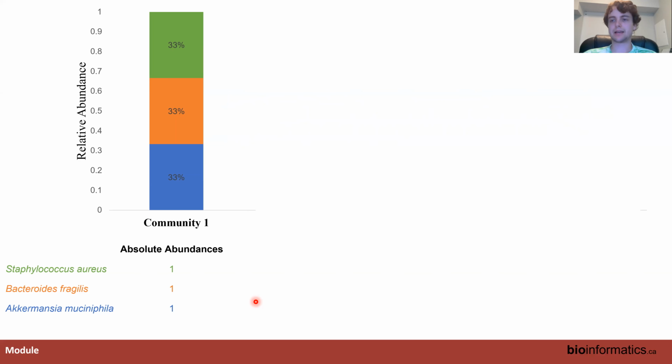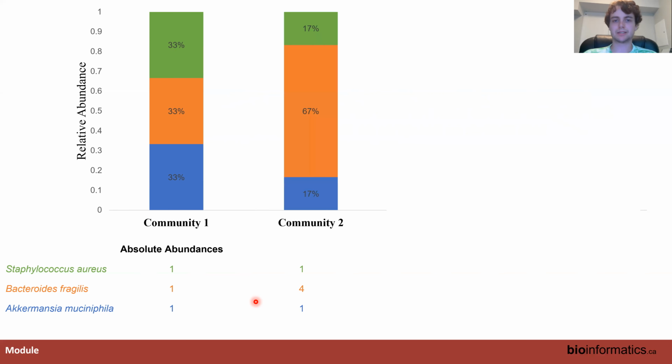Now, say we take a second community and we increase the number of Bacteroides cells by 4 times the amount. So now we have 4 Bacteroides cells, 1 Staphylococcus cell, and 1 Akkermansia cell. If we plot the relative abundances, you'll see that indeed Bacteroides does increase in relative abundance. However, something that is important to recognize is we also see the relative abundance of Staphylococcus and Akkermansia decrease. This is despite the fact that their absolute abundances between community 1 and community 2 did not change.